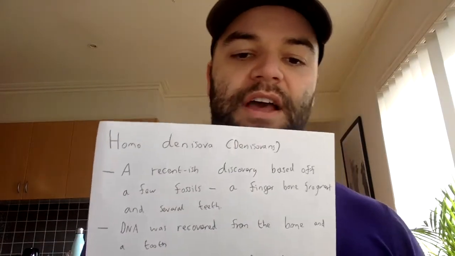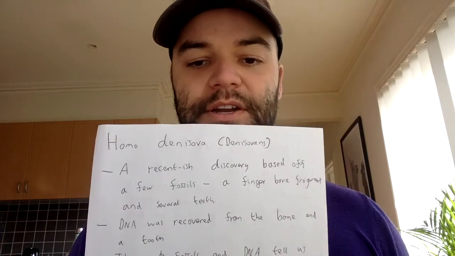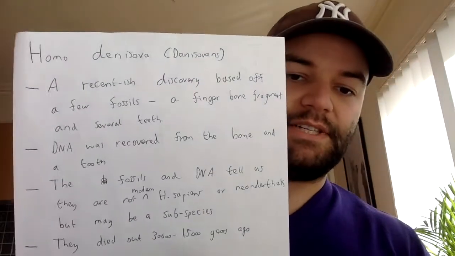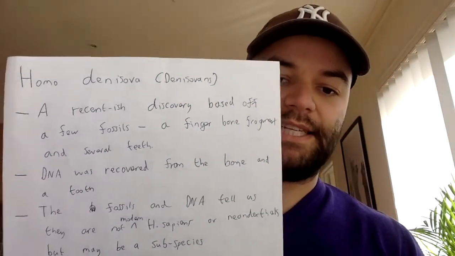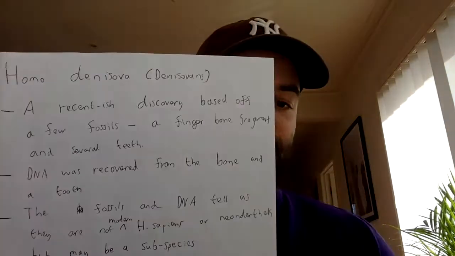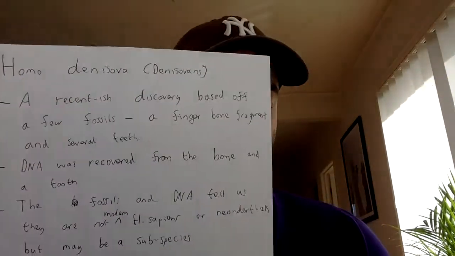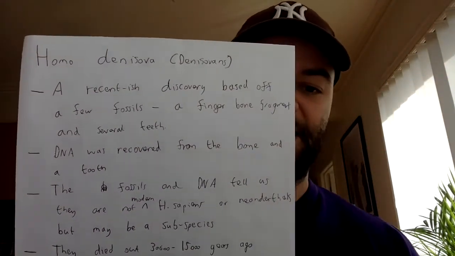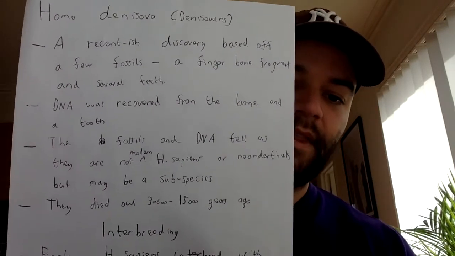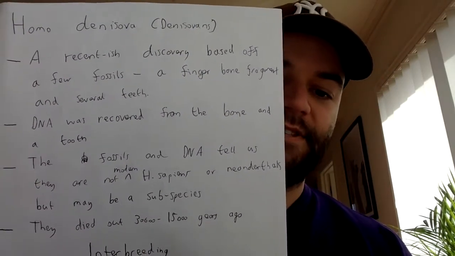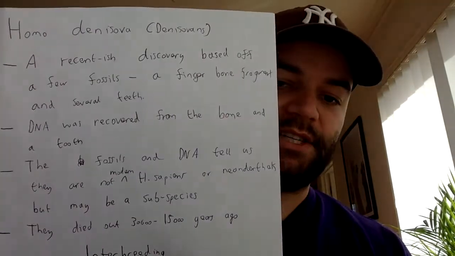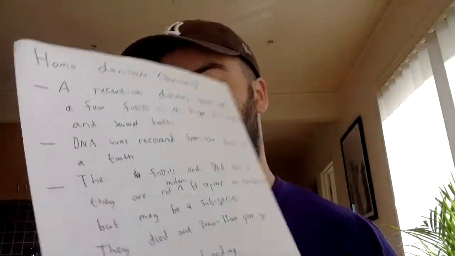We also recovered some DNA from that bone and the tooth. And like it says, that DNA was able to tell us for sure that they're not modern Homo sapiens or Neanderthals, although they could possibly be a subspecies, which I'll talk about in a bit. And they died out about 30,000 to 15,000 years ago. So that's just an example of how a modern discovery has been made through fossil evidence.